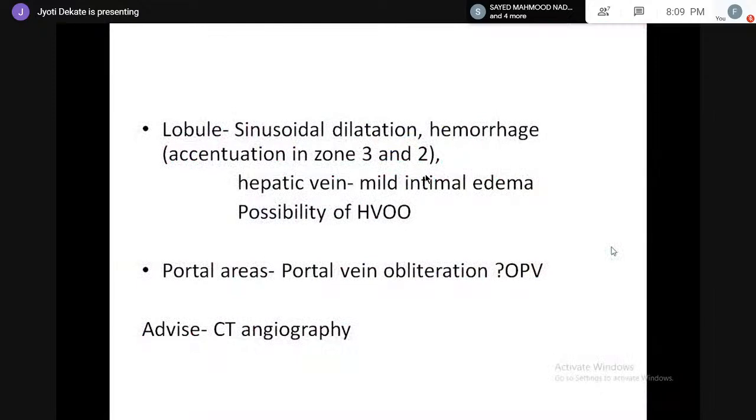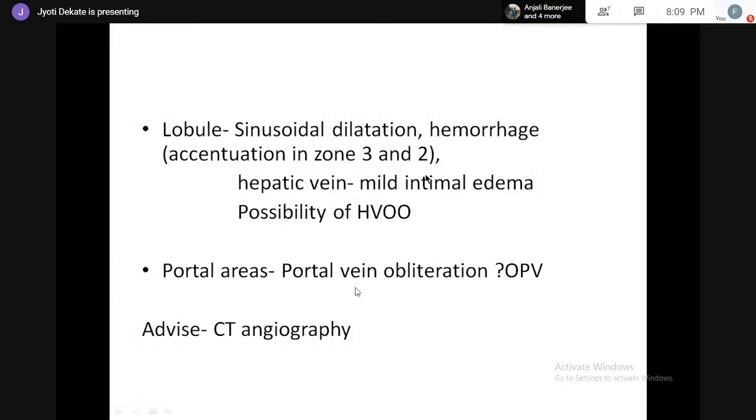Summarizing the findings, in this case, we have a lot of sinusoidal dilatation and hemorrhage, with accentuation in zone 3 and zone 2, and panlobular in some of the areas. We have mild intimal edema in the hepatic vein branch. Whenever, even in a native biopsy, we see zone 3 sinusoidal dilatation and congestion and hemorrhage, we raise a possibility of hepatic venous outflow obstruction, and so did I. I raised a possibility of hepatic venous outflow obstruction in this case.